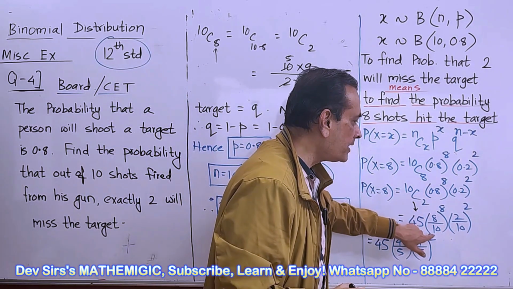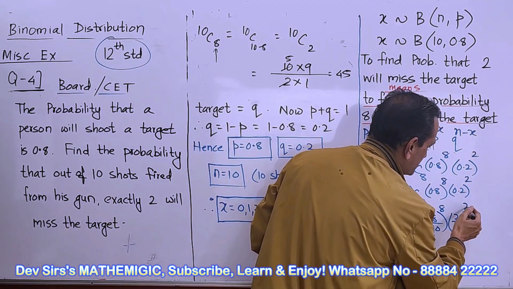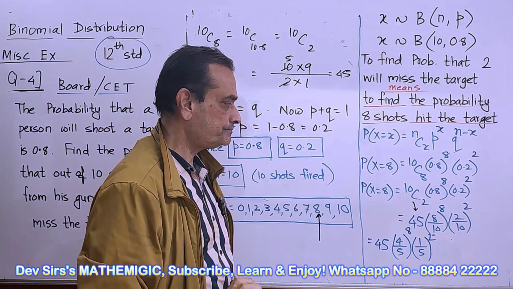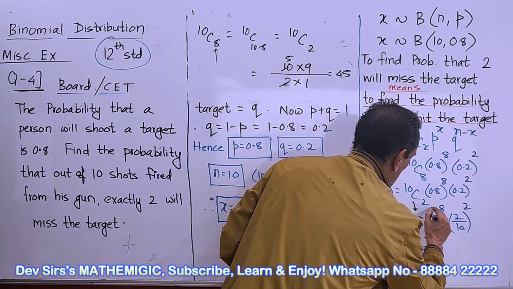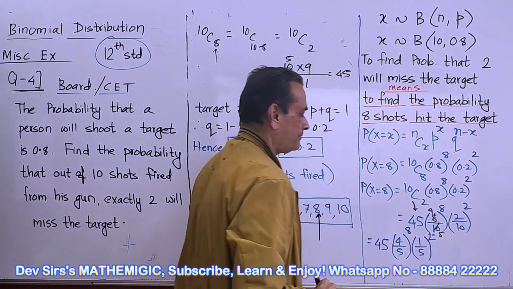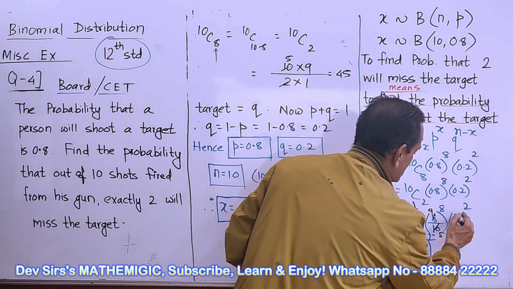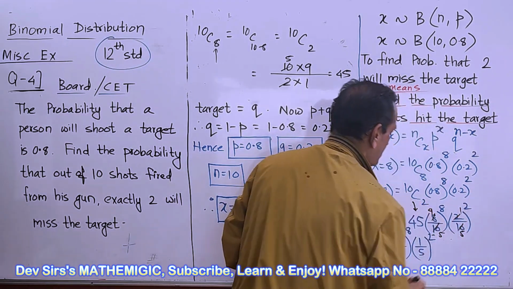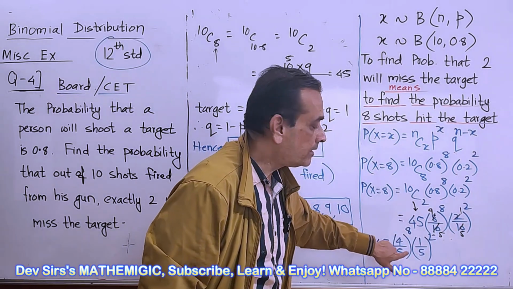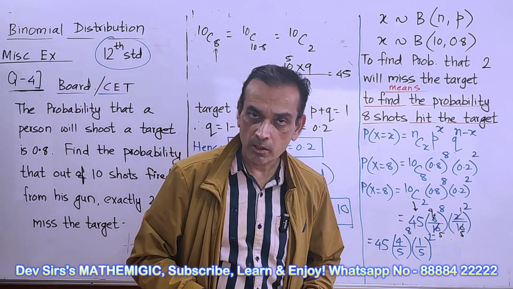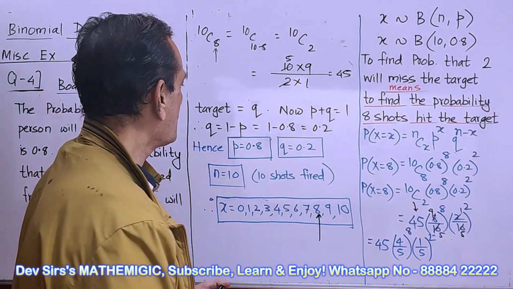0.8 I have written as 8 upon 10 raised to 8, constant. 0.2 I have written as 2 upon 10 raised to 2, constant. 8 upon 10 can be simplified as 2 fours are 8, 2 fives are 10. Correct? 2 upon 10 can be simplified as 2 ones are 2, 2 fives are 10. So I get here 4 upon 5 raised to 8, and 1 upon 5 raised to 2. Okay? We need to simplify a bit, then we will get the final answer. Let's see now.